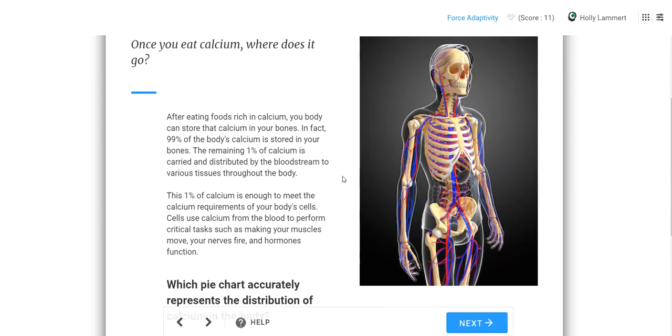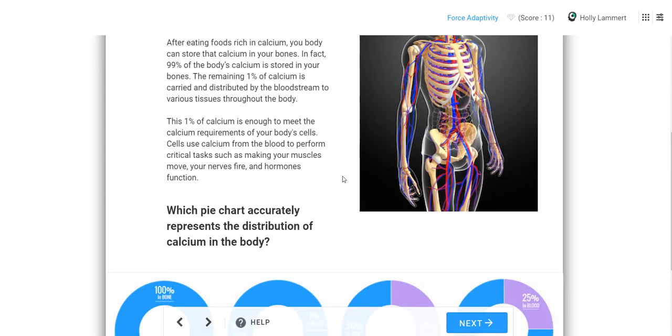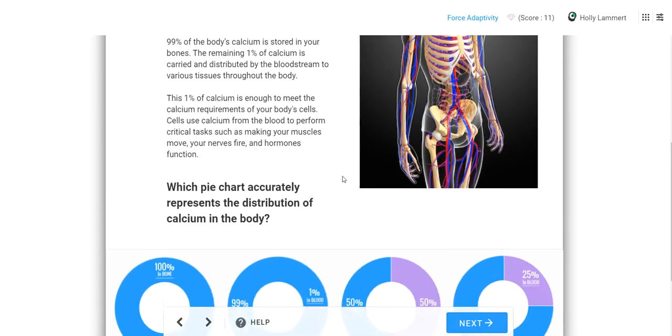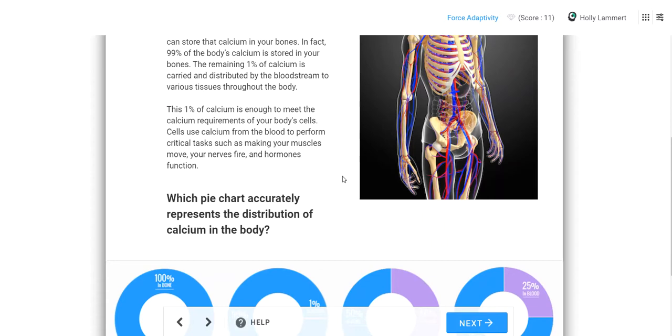Calcium in your body. Once you eat calcium, where does it go? After eating foods rich in calcium, your body can store that calcium in your bones. In fact, 99% of the body's calcium is stored in your bones. The remaining 1% is carried and distributed by the bloodstream to various tissues throughout the body. This 1% of calcium is enough to meet the calcium requirements of your body's cells.